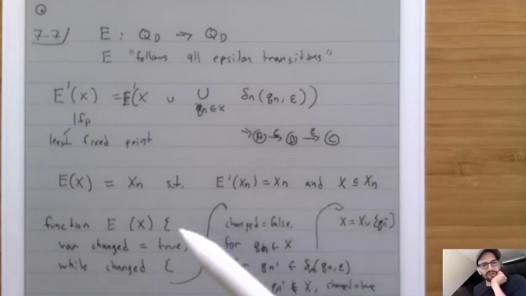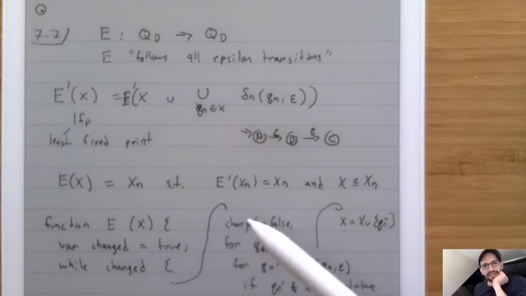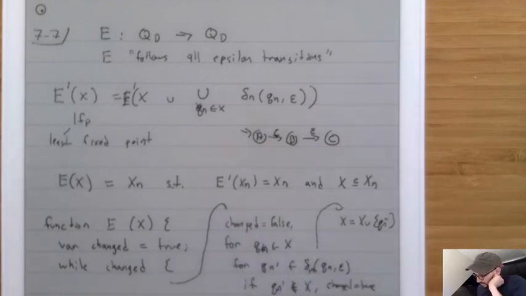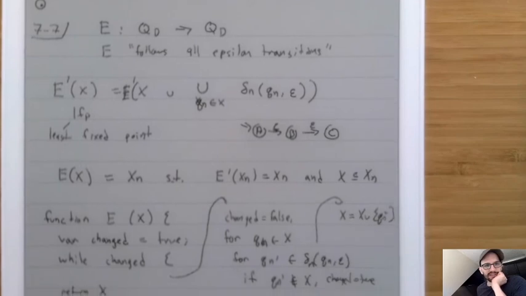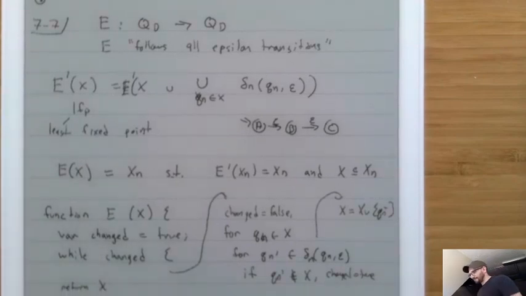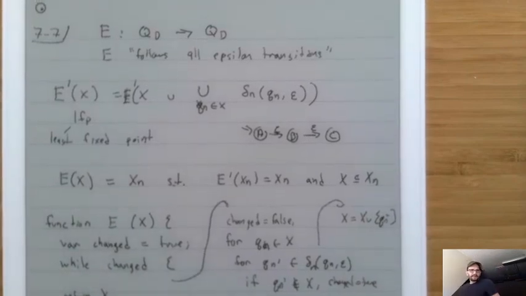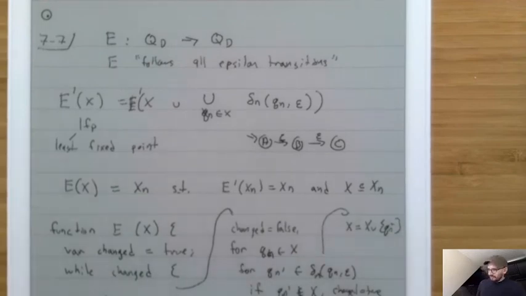So basically what we're going to do is we're going to keep looking through, and we're going to keep resetting every time we find something new. And then when we're all done, we'll just return X. All right. So that's the way that we would write this E function in practice.